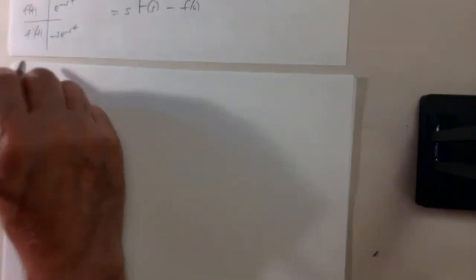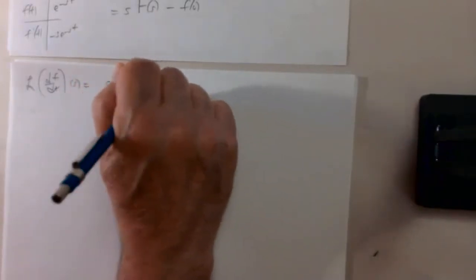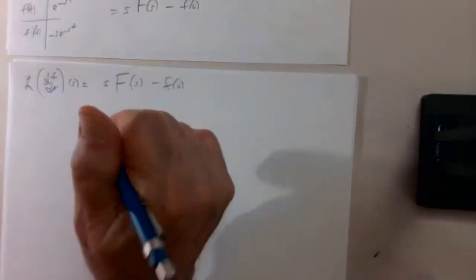So the Laplace transform of df dt is s times the Laplace transform of f minus the value of the function at 0.